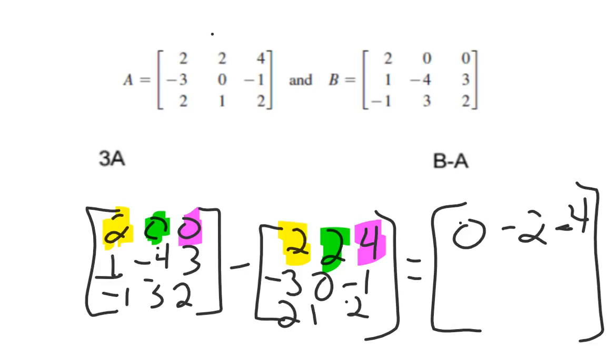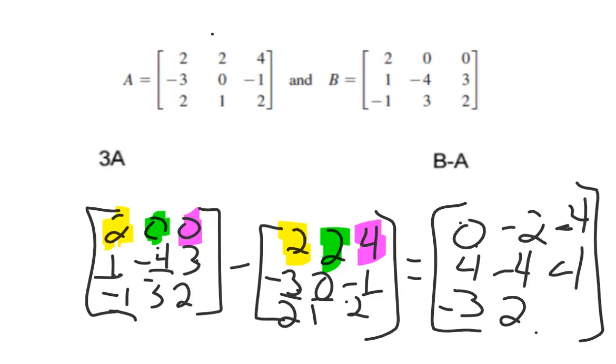And I'll go through the entire matrix like this. So 1 minus negative 3 gives me a 4. Negative 4 minus 0 gives me a negative 4. 3 minus negative 1 gives me a 4. Negative 1 minus 2 gives me a negative 3. 3 minus 1 gives me a 2. And 2 minus 2 gives me a 0. So pretty simple. So we work with dimensions in our simple addition, subtraction, and scalar multiplication.